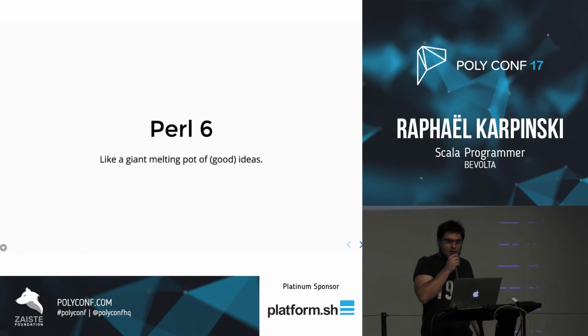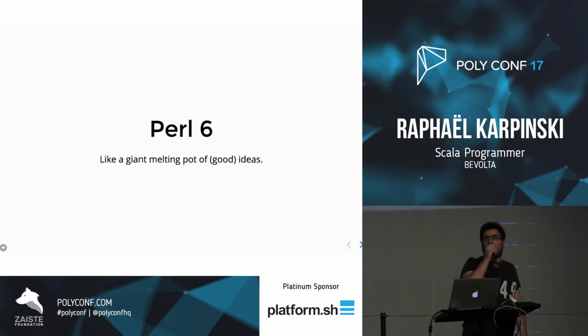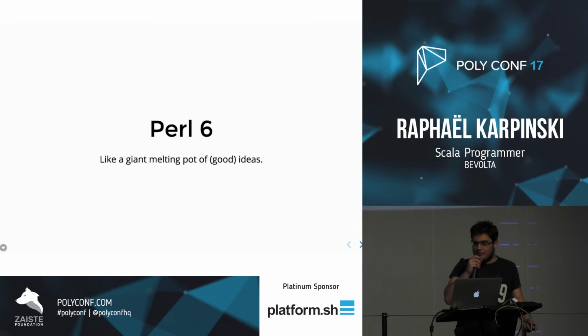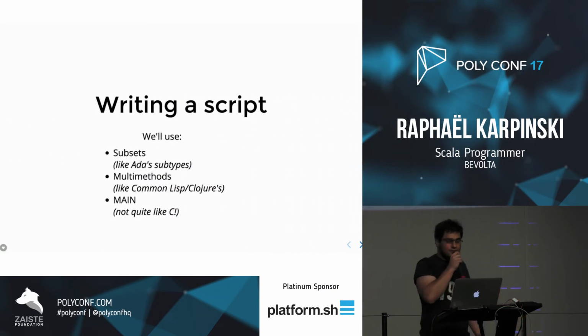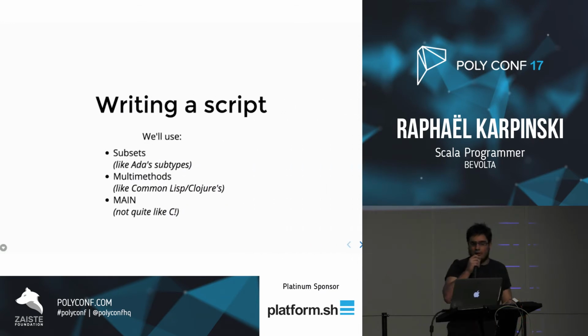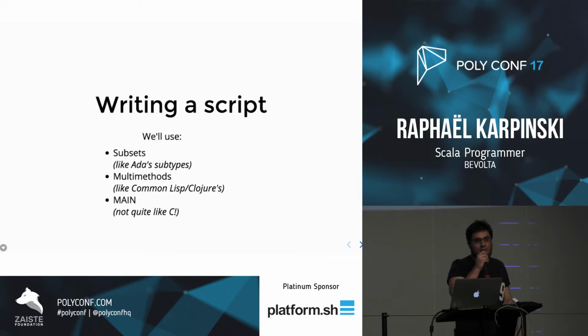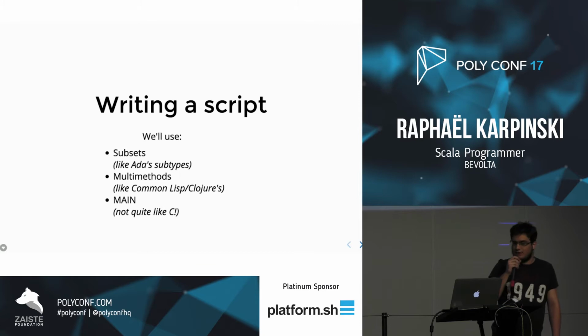So it's a giant melting pot of good ideas, and here I'm gonna showcase how you can write scripts in Perl 6 and scripts that scale, and by scale I mean code, not how many times you use it. So the features we'll use to write the scripts will be first subsets, so you can think of them as subtypes, multi-methods like command list or closures, and main, which is not quite like C.